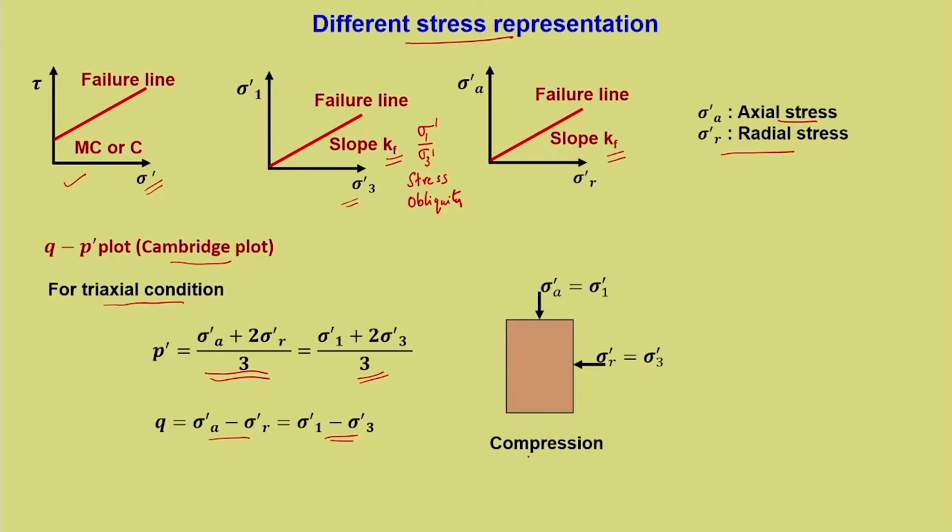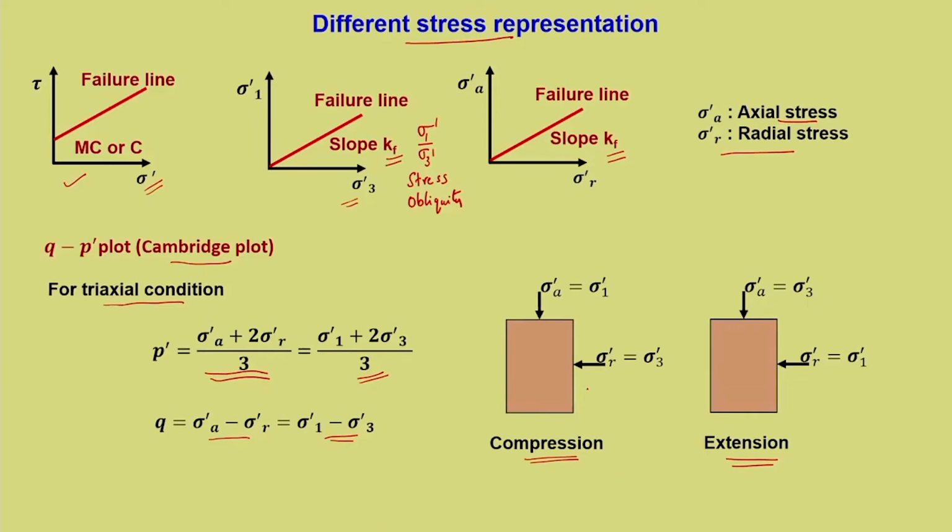This is a typical triaxial condition that we deal with in the lab. Now, if you swap it, that is sigma A dash is equal to sigma 3 dash, sigma R dash is equal to sigma 1 dash, it becomes a typical case of extension. Why? It gives more like a squeezing effect. So, sigma 1 dash is more, so it has a tendency to extend. So, that is a typical case of extension, and this is a typical case of compression.